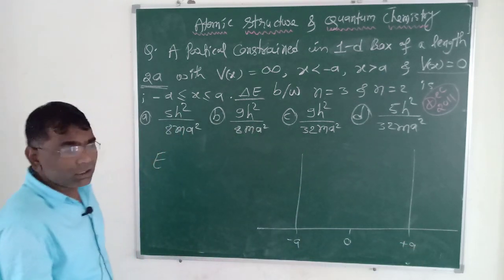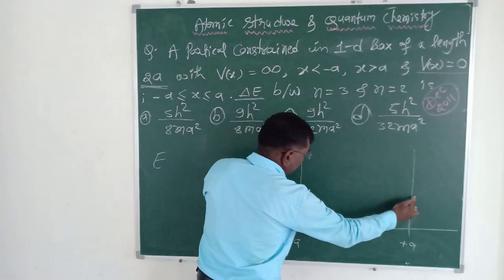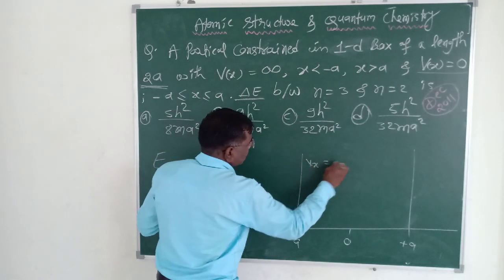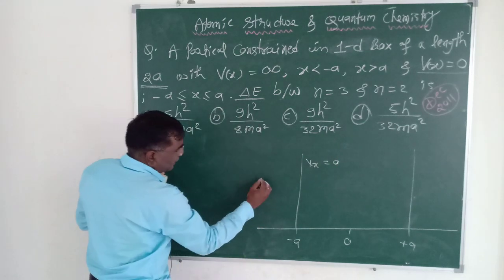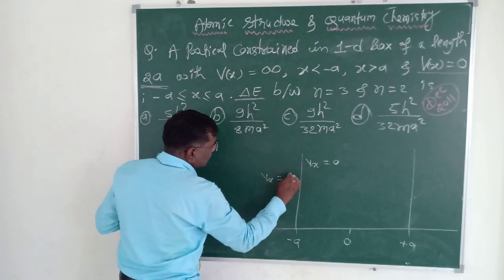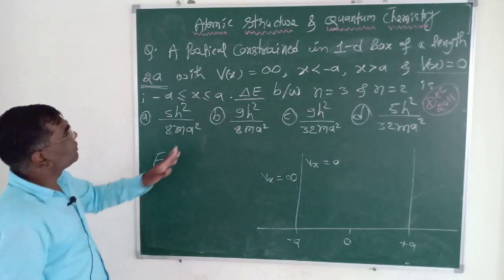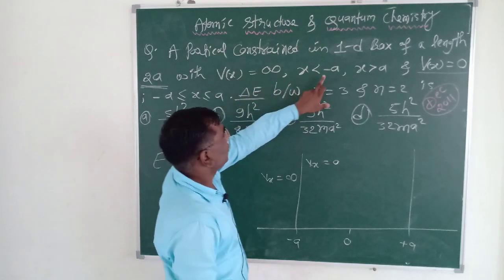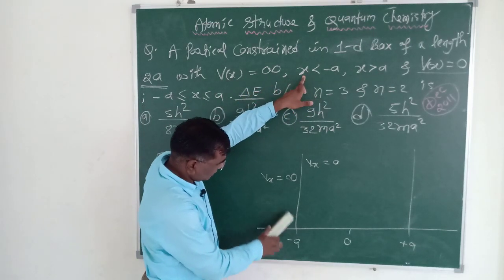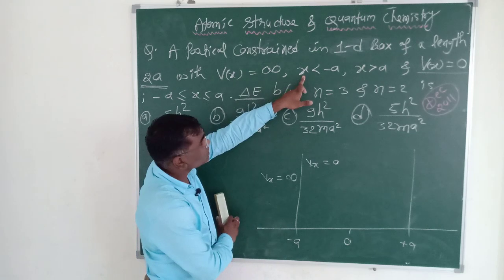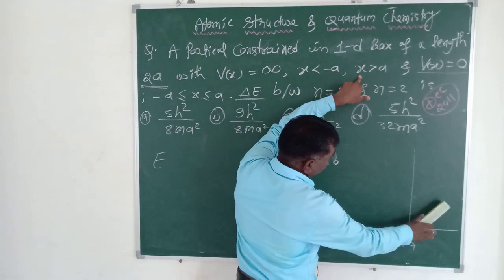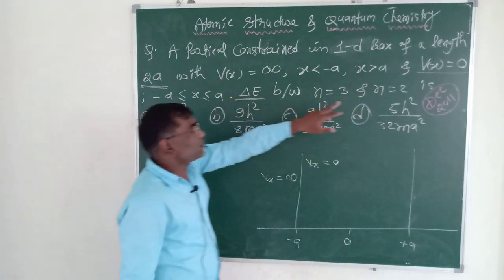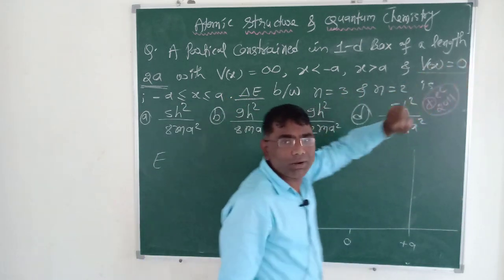So your particle is between these two boundaries, and the potential V(x) is equal to 0 inside the boundary and V(x) is equal to infinity outside the boundary. This is given. Potential is infinite when x is less than -a and when x is greater than a, meaning outside this box, and potential is zero.